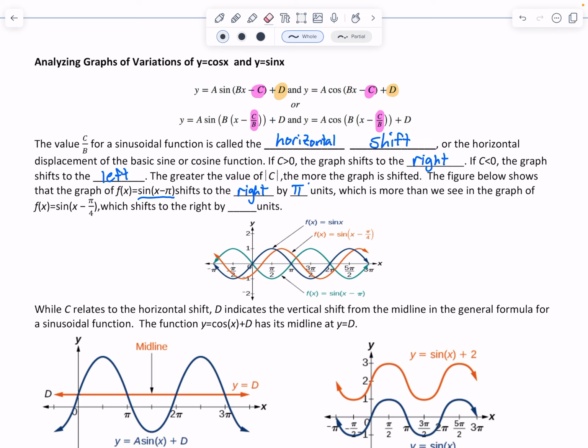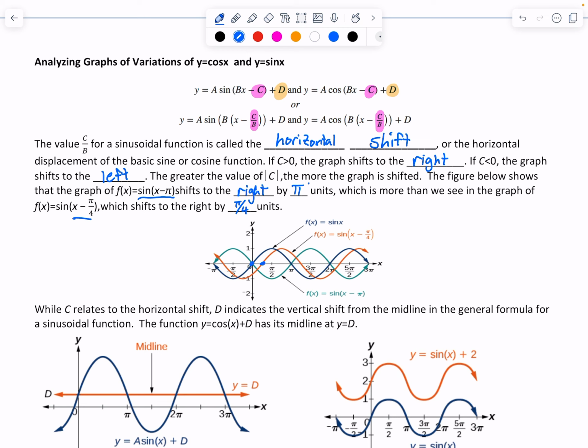And then in the other function, we have now x minus pi over 4, it's shifted to the right because it's a negative, pi over 4 units. So you can see that the orange function here moved my blue function to the right, just pi over 4.